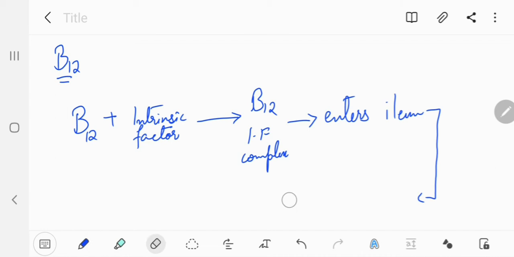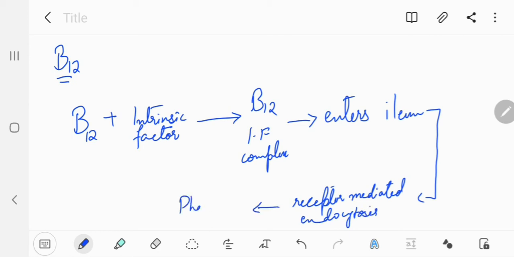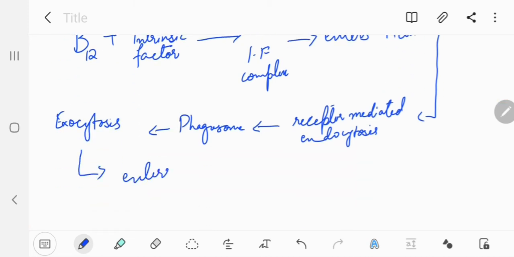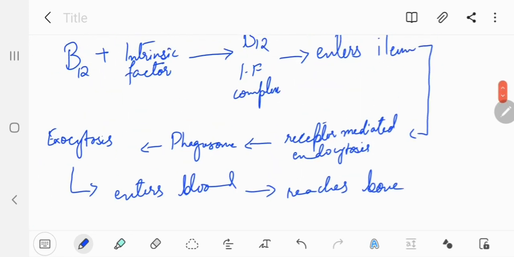At the terminal part of the ileum, there is a receptor-mediated endocytosis taking place of B12, and then after endocytosis, a phagosome of B12 is formed, which is then exocytosed and enters ultimately into the blood, which then goes to the bones.